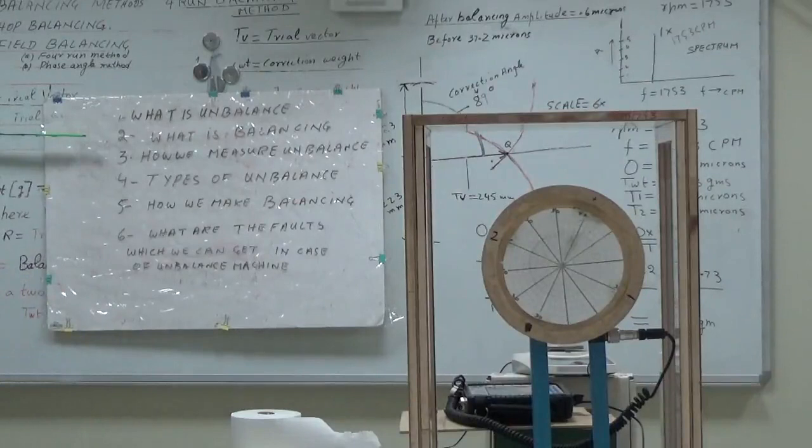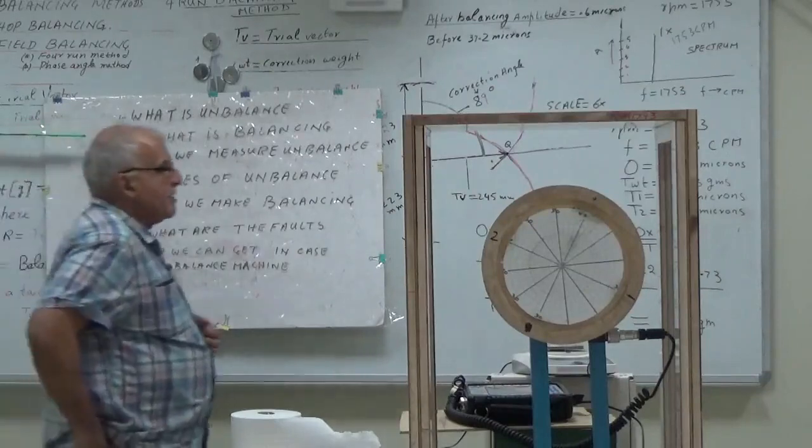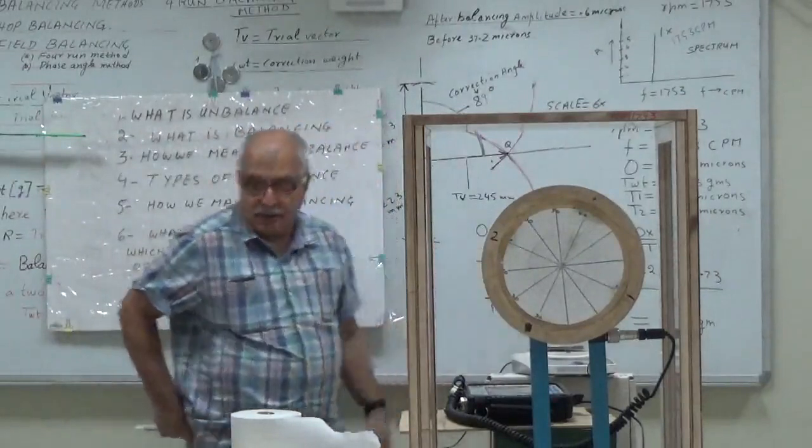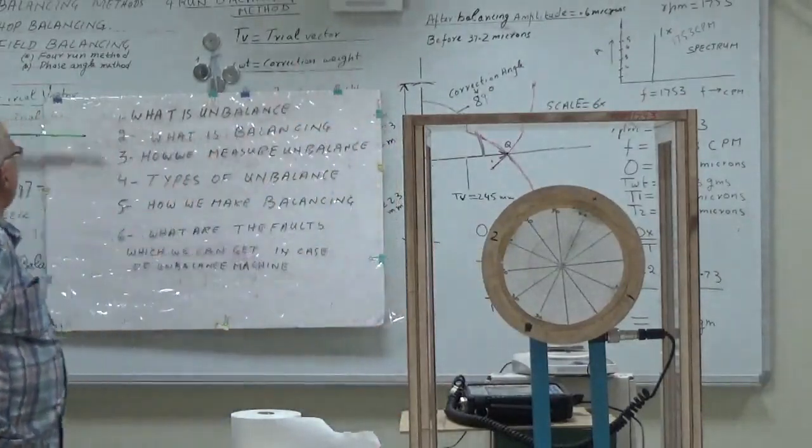From these readings we make a trial vector diagram and we get the trial vector, and we also get the correction angle. Then from the trial weight, trial vector and original reading we can find the correction weight. That we will discuss in detail later on.